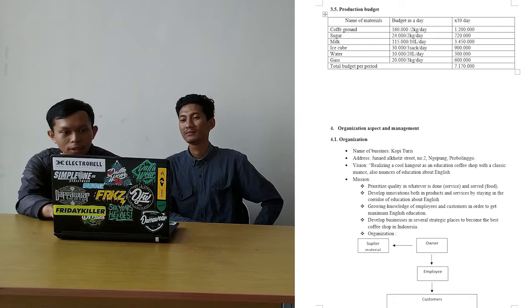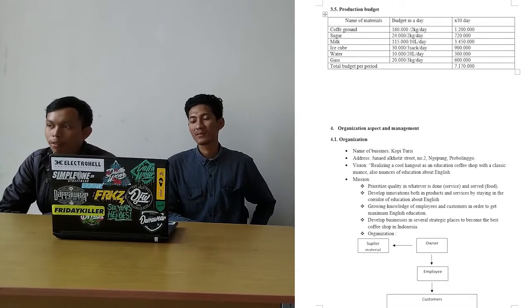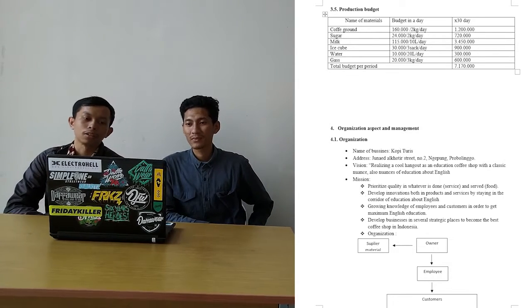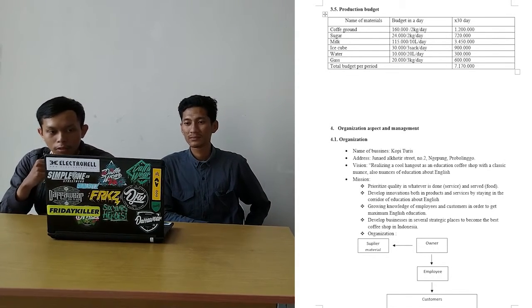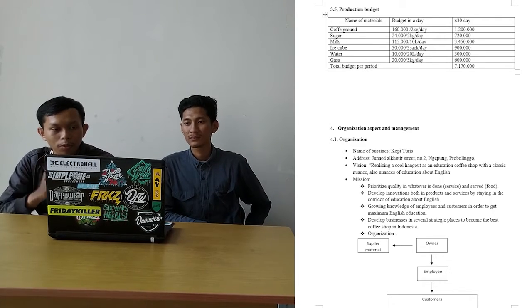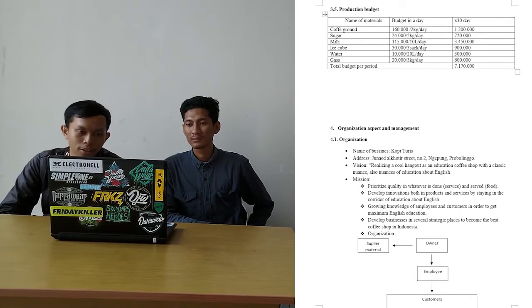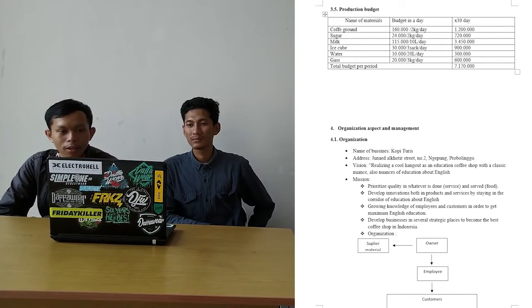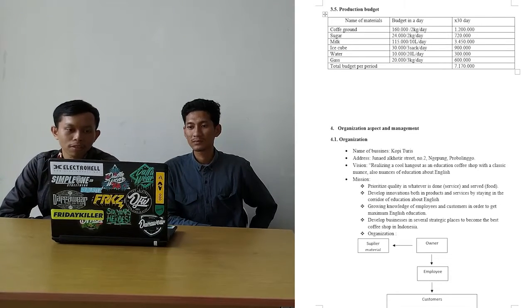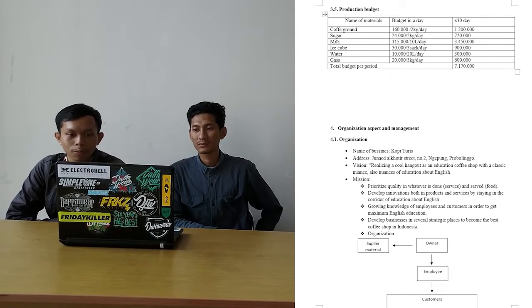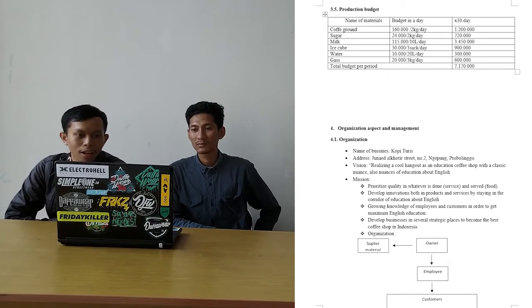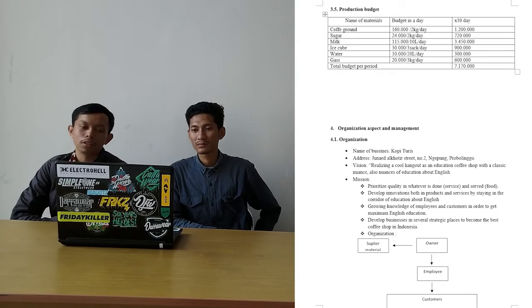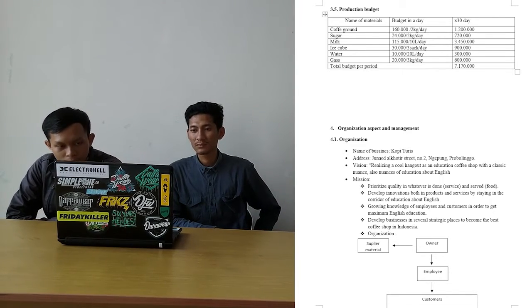So we go to the next point, which is organization aspect and management. So let's get straight to the first point, which is 4.1, organization. The name of this business is Kopi Turis, and the address is located at Junaid Al Khotir Street, number 2, Ngepung, Probolinggo. And our vision is realizing a cool hangout as an education coffee shop with a classic nuance of education about English.